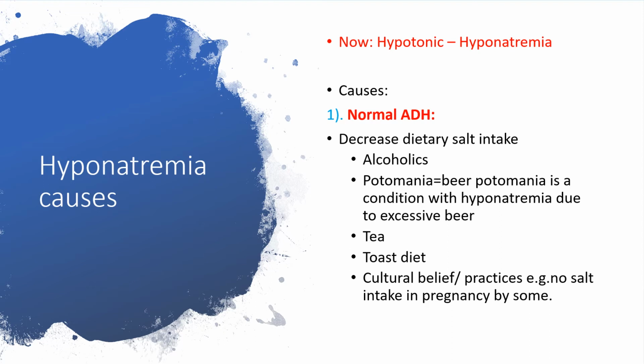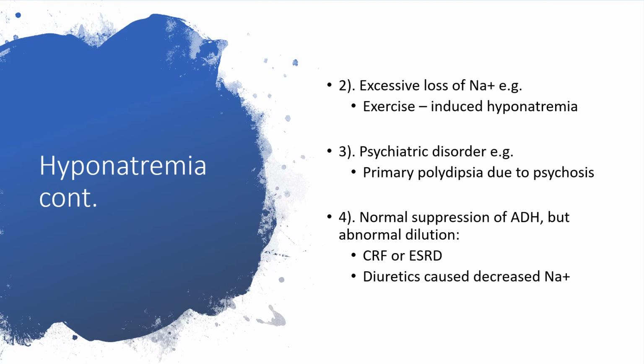Also, in tea and toast diet, and cultural belief practices by some. For example, some tribes in some parts of the world believe that a pregnant woman should not take salt while pregnant. Yeah, I've heard that before. Okay. Hyponatremia could be as a result of excessive loss of sodium. For example, exercise. Exercise induces hyponatremia. And that is why the drink they will give you when you are an NFL star, an NBA star, soccer star, or you're an athlete running 100 meters or 400 will be salt containing.